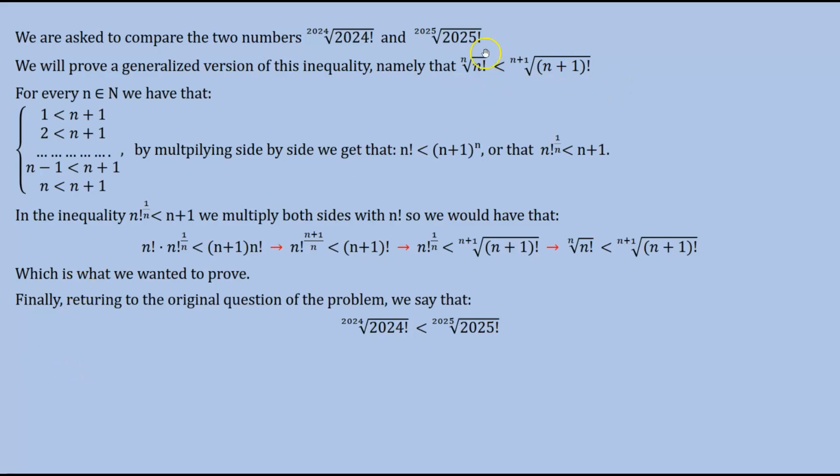And finally, returning to the original question of the problem, by the inequality that we just proved, we can say that the 2024th root of 2024 factorial is smaller than the 2025th root of 2025 factorial.